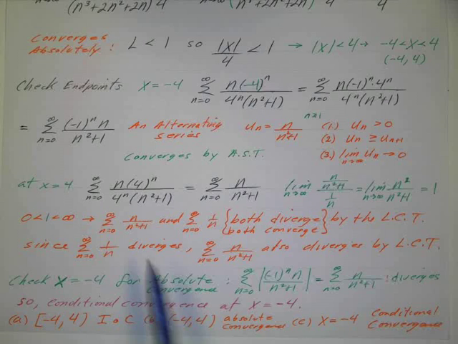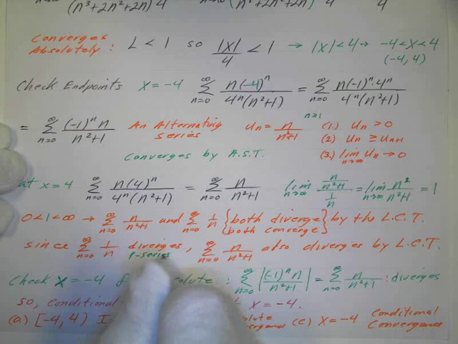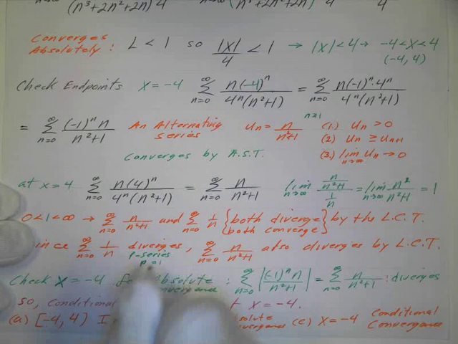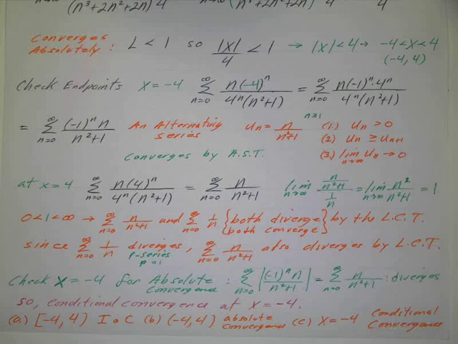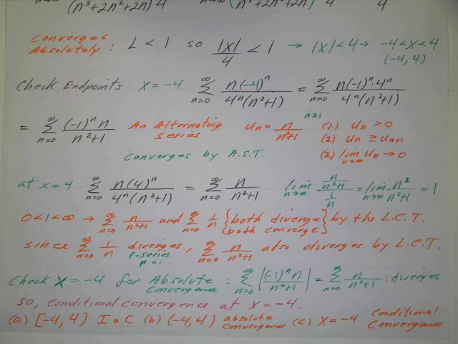Well, I know 1 over n diverges, and why? That would be by the p series. It's a harmonic series, but I should say p series, where p equals 1. Since p is 1, it has to be greater than 1 for it to converge, so it's equal to 1. So this diverges by the p series test.